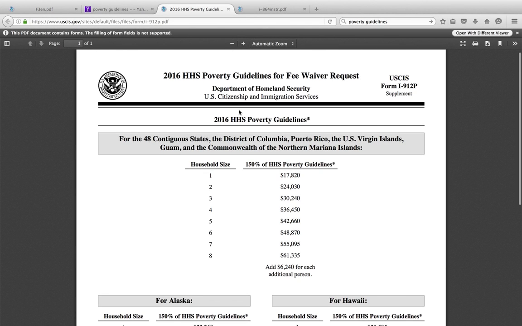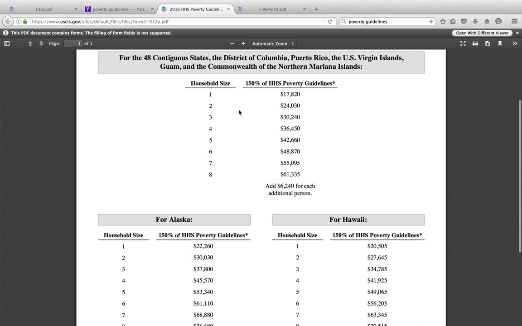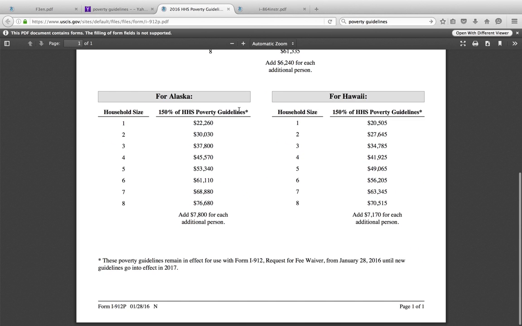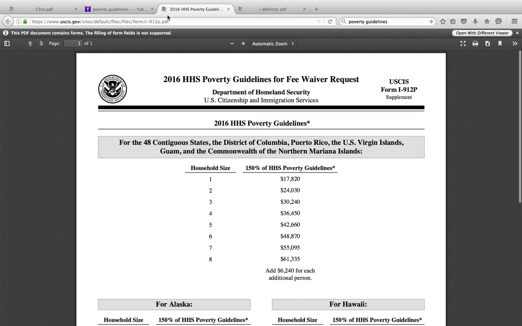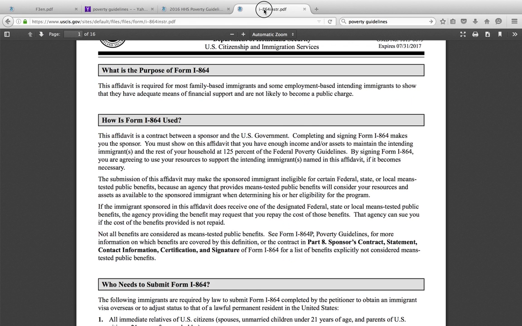Okay, here we go. This is the poverty guidelines right now, what they have at 150%. But of course, for California, it's usually 125%, but that's not really the form. I'll find the form in a minute. But we'll go back. After you look at the poverty guidelines, see, this is the form I-864P. You will know how much money you're supposed to be looking at when you file your case.